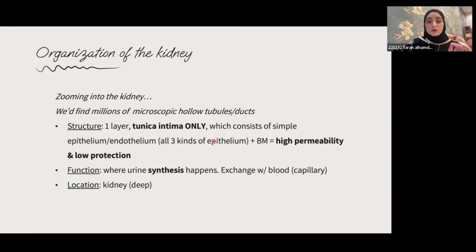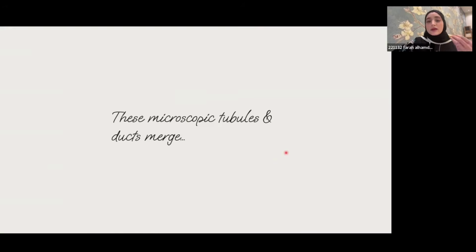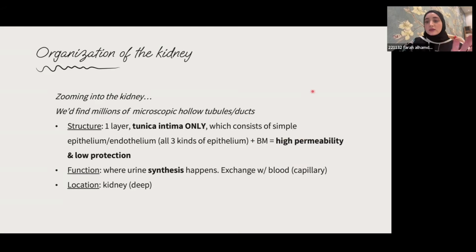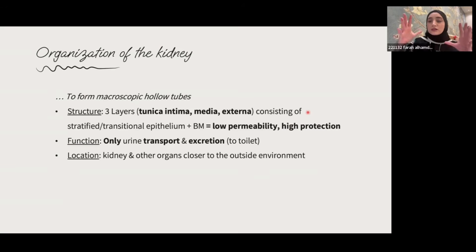They have the tunica intima only, which consists of a simple epithelium and endothelium, whether squamous, cuboidal, or columnar, and a basal membrane. So there's very high permeability and low protection here. The function is urine synthesis, and it happens where there's exchange with the blood or capillaries, and they're located deeply in the kidney. Now, macroscopically, when we have the larger ducts, we cannot make urine. We can only transport it. Why? Because there are around 3 layers over there. So urine can only be transported. It cannot be made. Molecules cannot move easily through those layers.